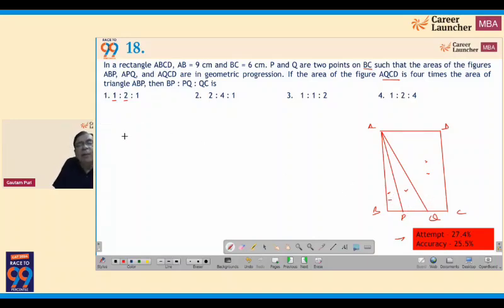After all, area of ABP, what will this be? Half into, let's say this is X, this is Y, this is Z, and this is H. Half into X into H. What is the second one going to be? APQ is half into YH. And the third one, AQCD, will be equal to half into sum of parallel sides into distance between them, X plus Y plus Z, plus Z, into H. So what does it mean? The half can go, H can go.